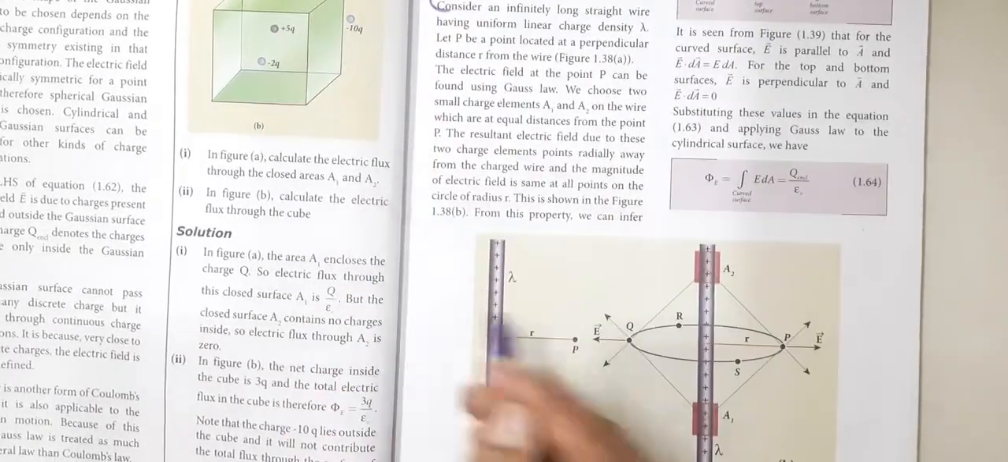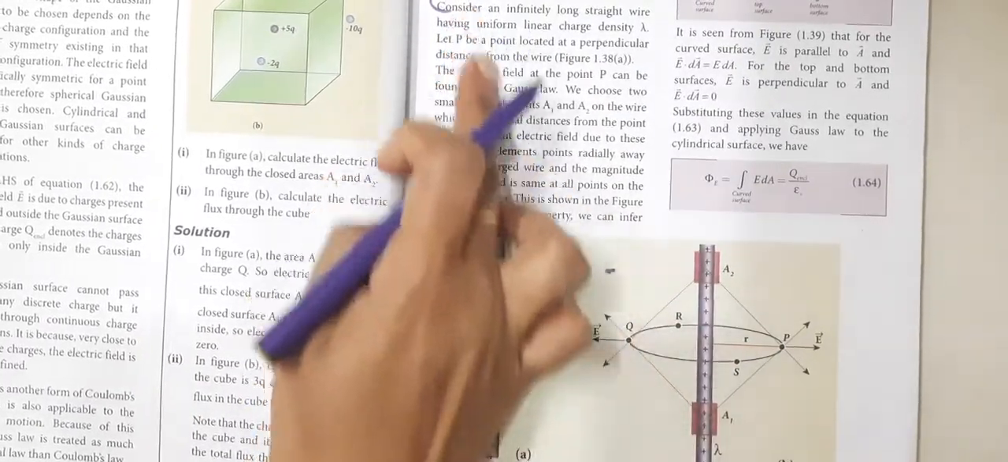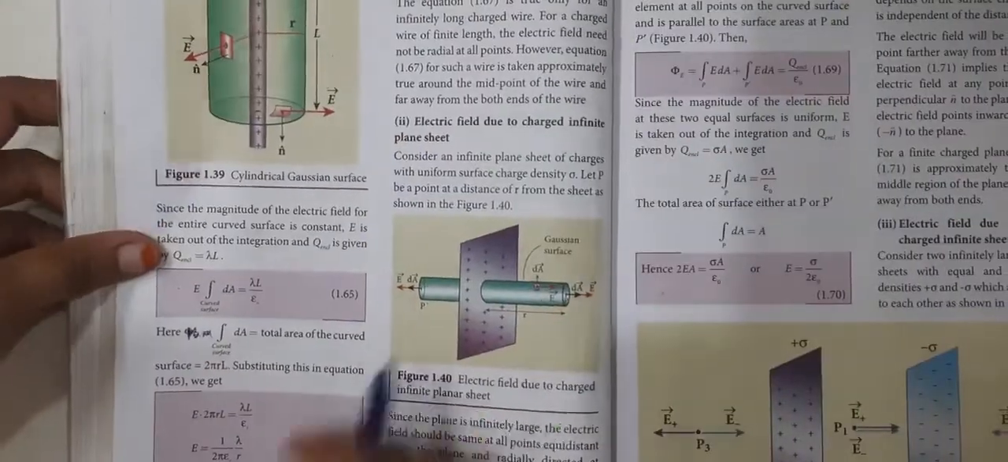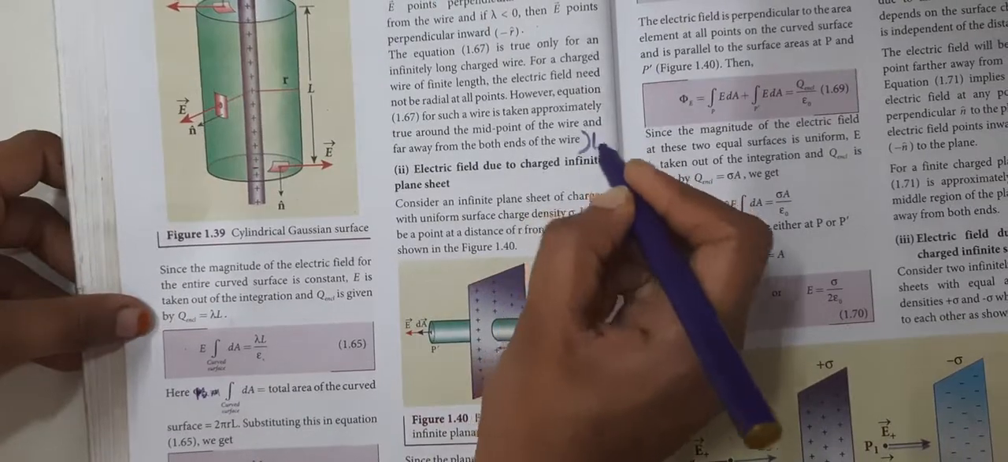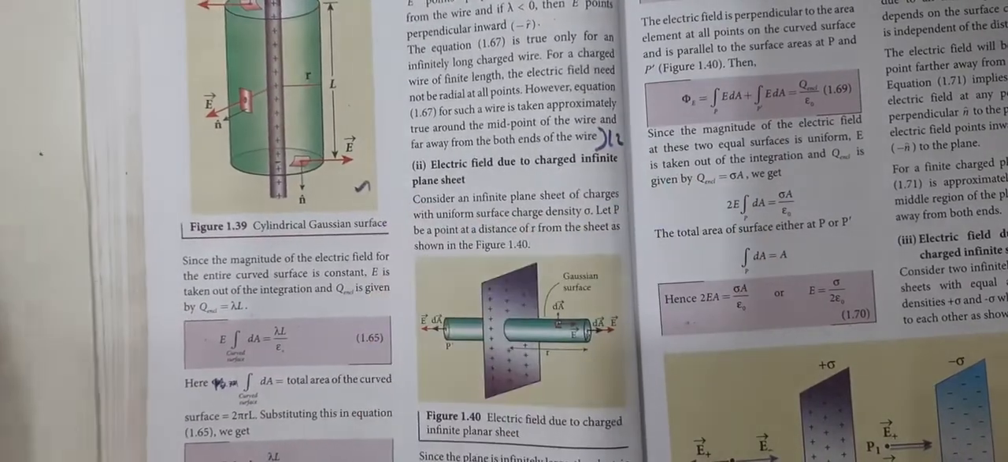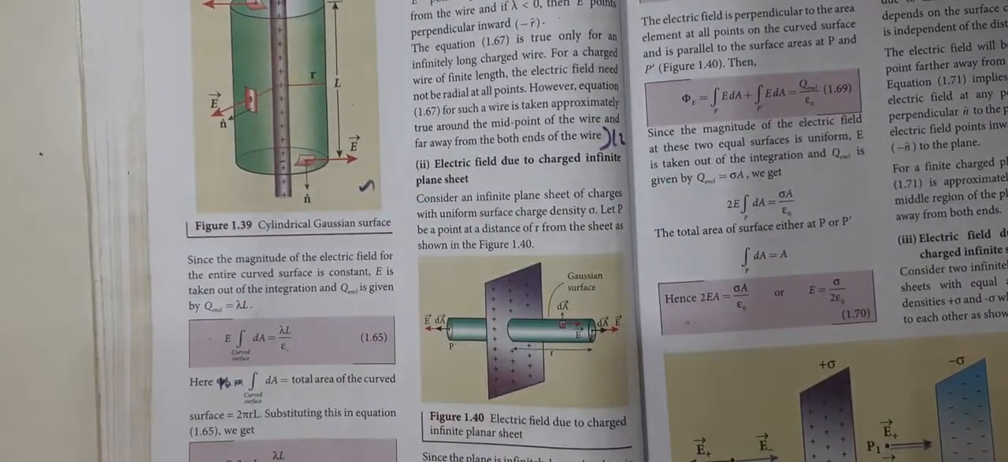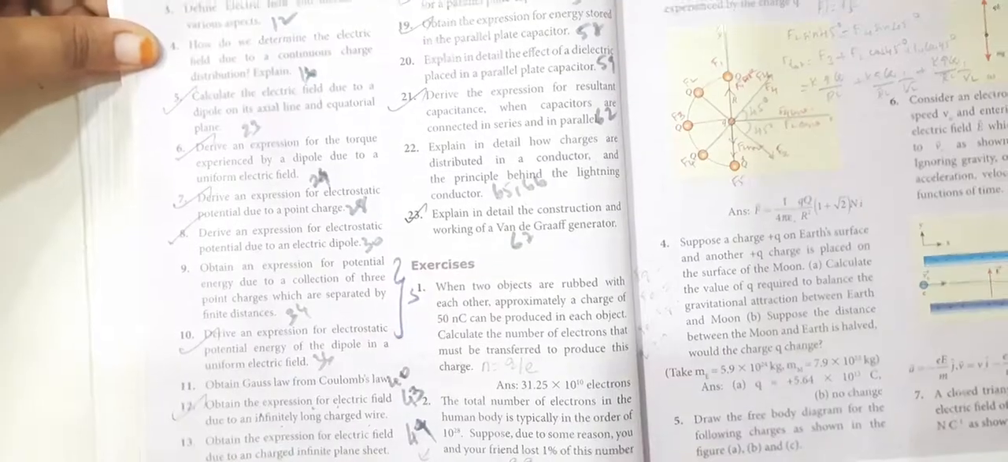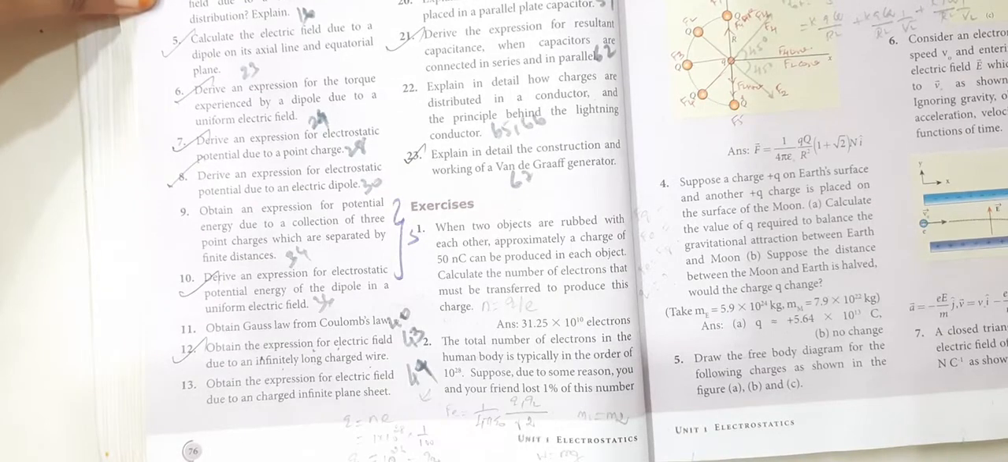You don't have to draw this whole diagram. From here, fully this, till this, is question number 12. You have to draw only this diagram. Understand? Okay, you can move on to the next question.